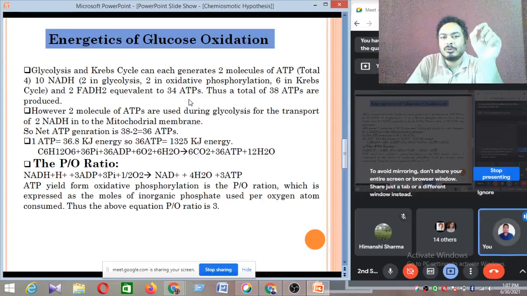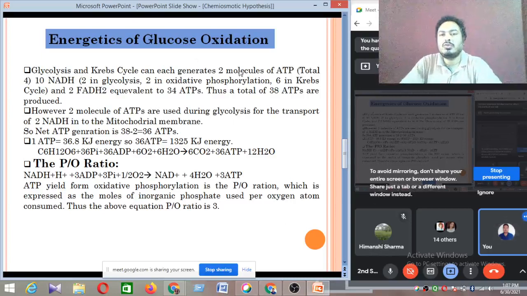Now we have to know the total budget, how these 38 ATP molecules are produced. Okay, now see, point number 1: glycolysis and the Krebs cycle can generate 2 ATP molecules individually, a total of 4 ATP molecules. During glycolysis in the cytoplasm, 2 ATP molecules are produced. In the Krebs cycle also, 2 ATP molecules are produced. So 2 in glycolysis and 2 in the Krebs cycle, a total of 4 ATP molecules.